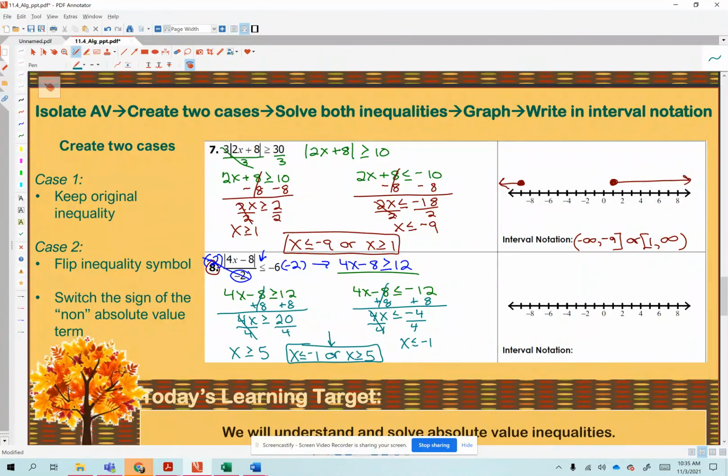So we need a solid dot on -1 and a solid dot on 5. And our interval notation will be -∞, comma, -1 bracket, or again bracket 5 comma infinity, and parentheses always around infinity. So how did you do? Let's move on.